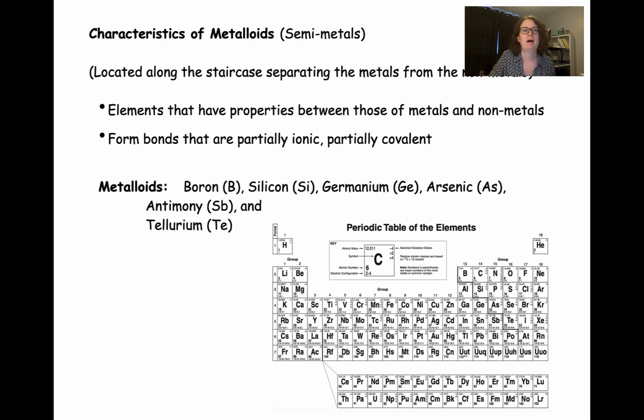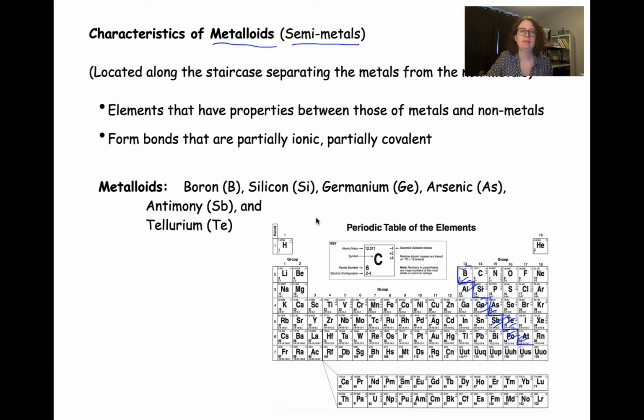Our next type of element is going to be metalloids or semimetals. And we find these on the periodic table. You'll notice that there is a thick, dark line on your periodic table that zigzags through over here. Any element along this staircase-type shape or step line is going to be considered a metalloid. And these are going to be right in the middle of our metals and what we refer to as our nonmetals, which we'll talk about next.